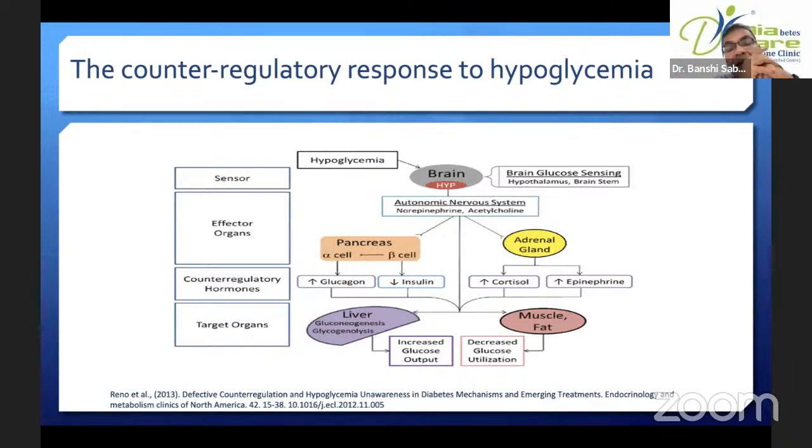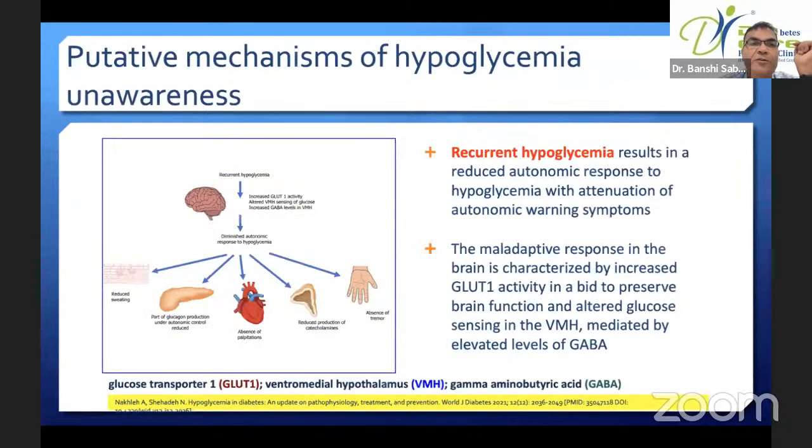So there will actually be, post hypoglycemia, a possibility of hyperglycemia. The adrenal gland increases cortisol, epinephrine, or both, and that also acts at muscle and fat to increase the glucose level. So hypoglycemia at the brain, the autonomic nervous system gets excited and comes into action, and also at the hypothalamus and brainstem. The putative mechanism of hypoglycemia unawareness.